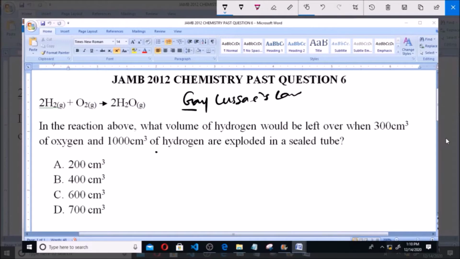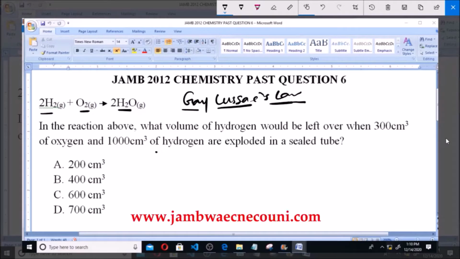because Gay-Lussac's law of combining volumes says that when gases react, they do so in volumes which have simple ratios to one another and to the products if gaseous, provided that the temperature and pressure remain constant. Now, looking at these two reactants here and the products, you notice that they are all in gaseous form. So therefore, Gay-Lussac's law applies to these gases.